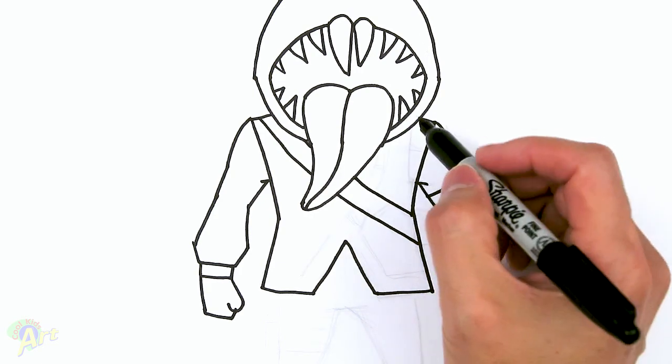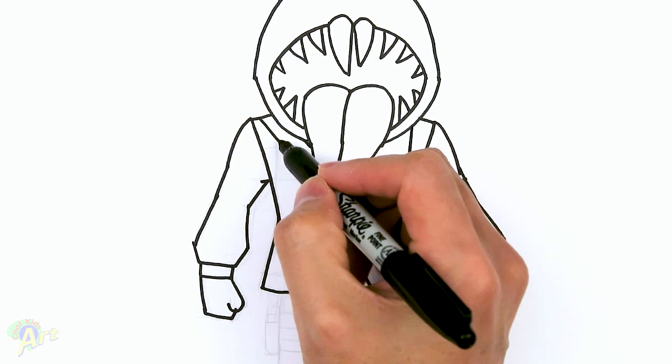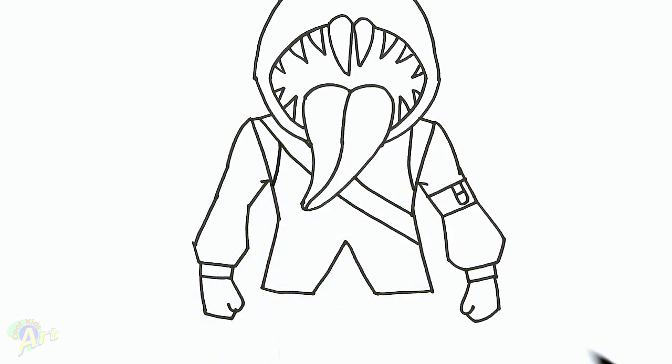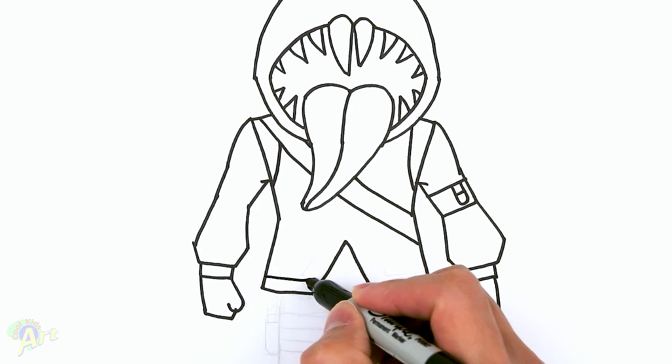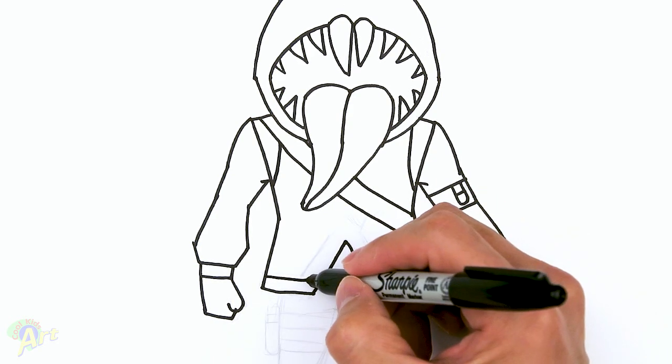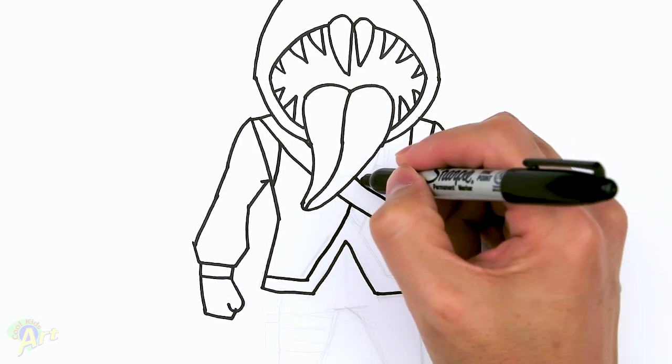And then on the shoulder here, it's got another strap. So just come right here, come all the way down. Just curve it out toward the armpit. Okay, and then for the design on his sweater here or his jacket, we'll just come in and then just follow this curve, this line, all the way up.